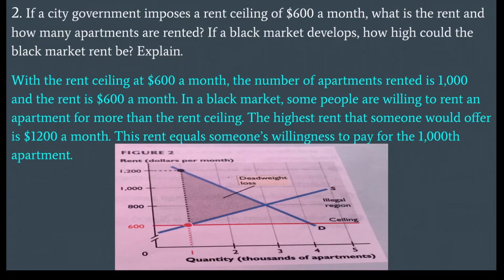Explain. With a rent ceiling of $600 a month, the number of apartments rented is 1,000 and the rent is $600 a month. In a black market, some people are willing to rent an apartment for more than the rent ceiling. The highest rent that someone would offer is $1,200 a month. This rent equals someone's willingness to pay for the 1,000th apartment.